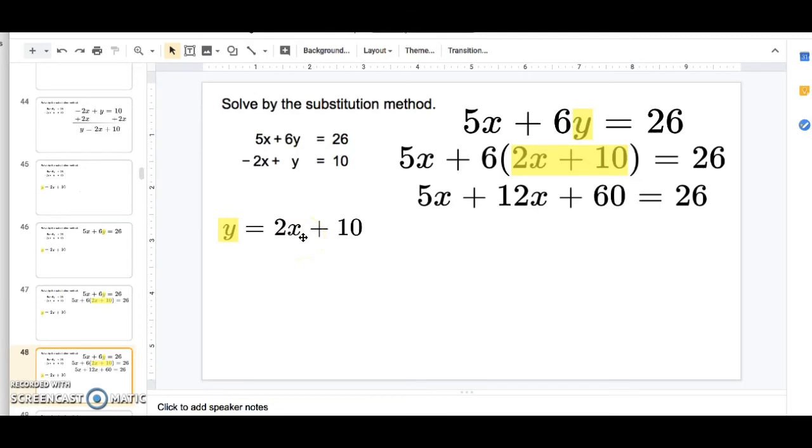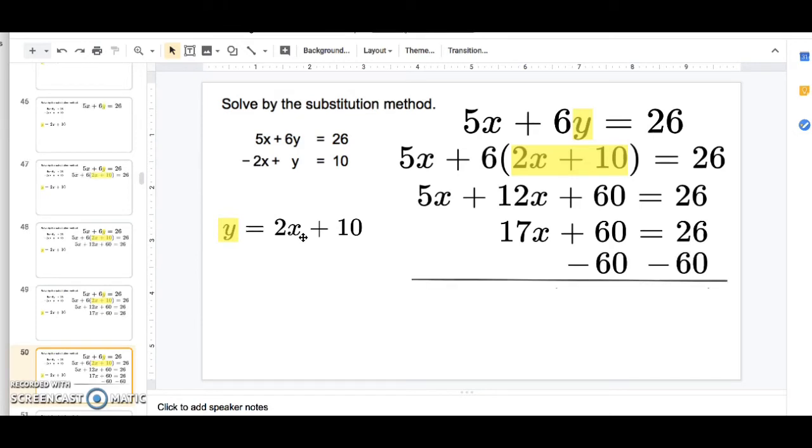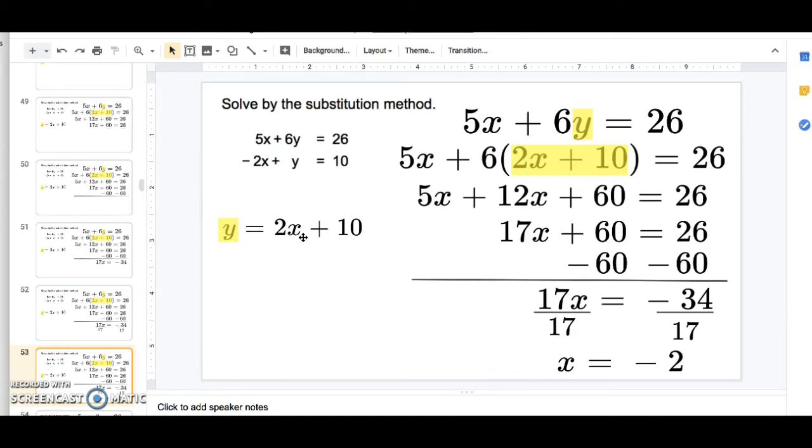We distribute the 6 and we get 12x plus 60. So now we have to combine like terms. 5x plus 12x is 17x, plus 60 equals 26. Now we subtract 60 from both sides. We get 17x equals negative 34. Divide both sides by 17, and we get x is negative 2.